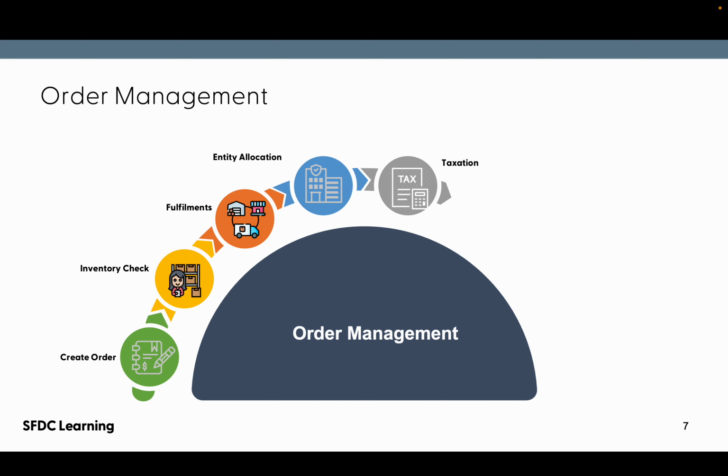If it's an order based taxation, then the taxation will be applied. It's a major part. Wherever we sell something, we're going to apply the taxes and pay them to the respective government bodies. So taxation is an integral part of the whole process. Then at last we're going to activate our order.